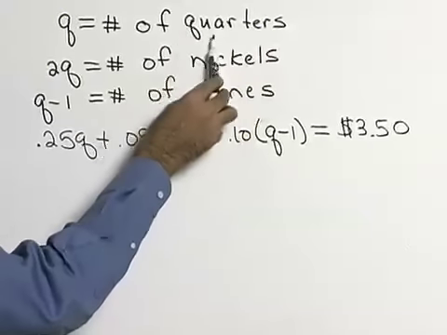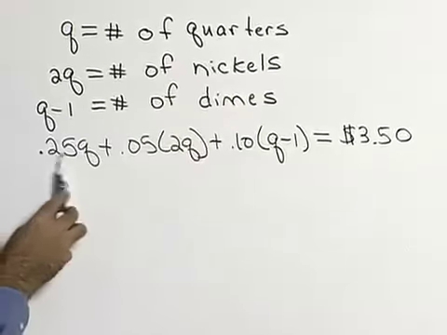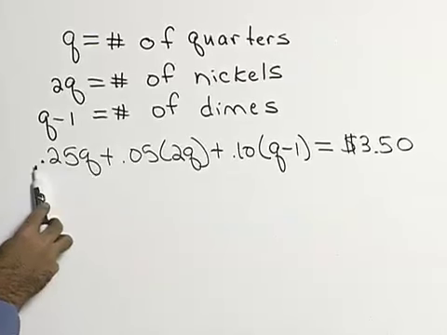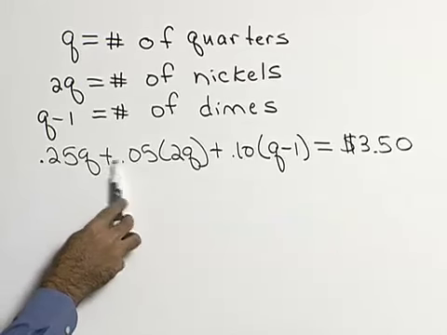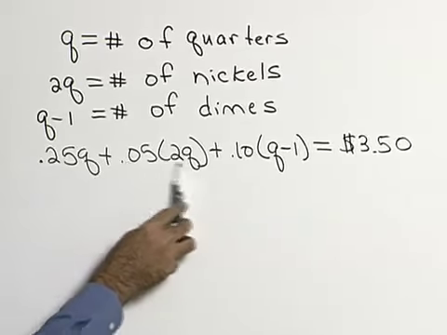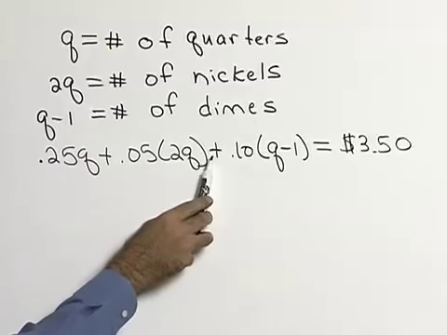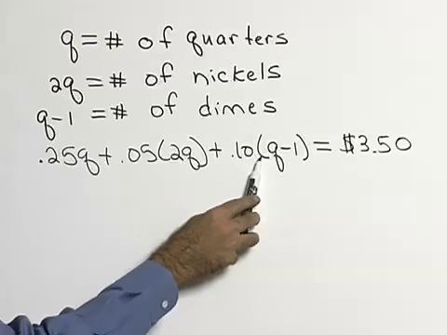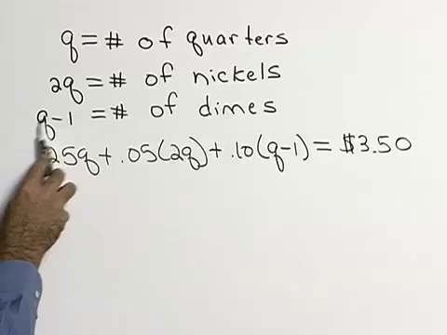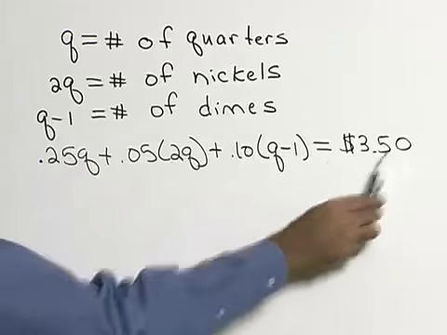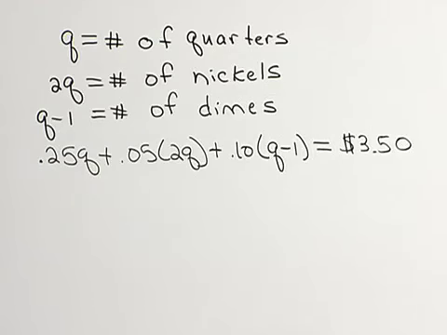Well, the value of a quarter is 25 cents, so 0.25Q will equal the value of the quarters, plus a nickel is 5 cents, and we have 2Q of those, plus a dime is 10 cents, and the number of those we have is Q minus 1, equals the amount of change, which is $3.50.